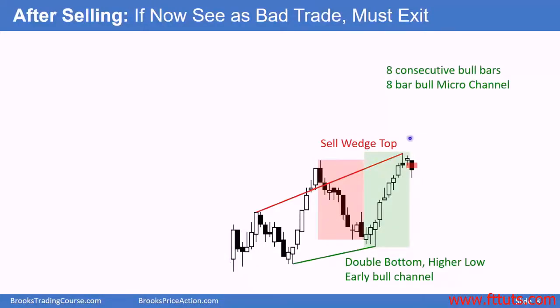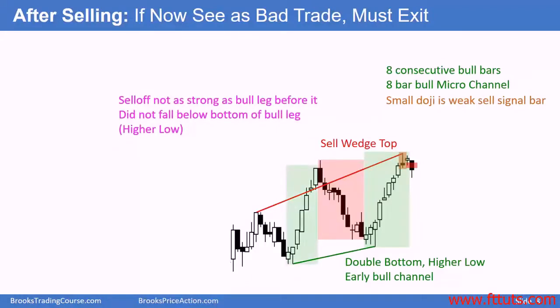Look at the sell signal bar. It's a doji, plus it's following another doji. So not much selling pressure. Again, very low probability to take this sell. Also, look at the sell-off. It's not as strong as this rally. More overlapping bars, more small bars. And it's also not as strong as this rally. So to bet that the bears are suddenly going to get strong is a low probability bet.